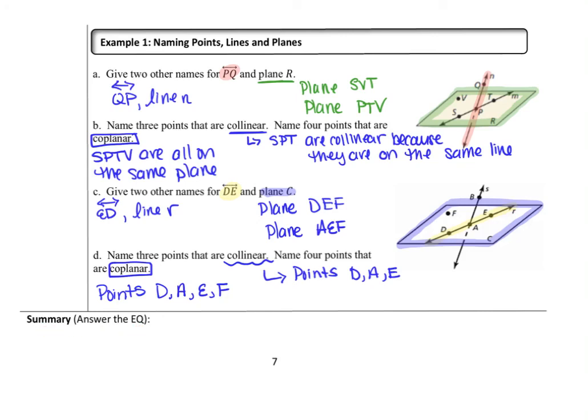For your summary, you need to answer the essential question, which is, what is the difference between collinear and coplanar? So go ahead, review your definitions for collinear and coplanar, review some of these examples, and we'll talk about it tomorrow.